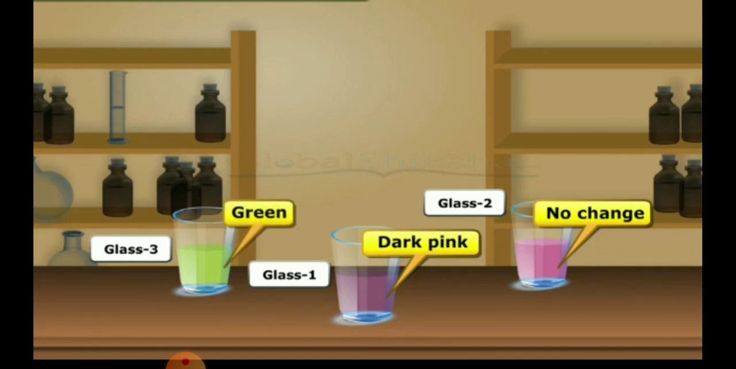Thus, we can conclude that the indicator solution obtained from China rose turns bright pink in the presence of an acid and green in the presence of a base. We can put a drop of this indicator solution in the desired food item to know whether it is acidic or basic.